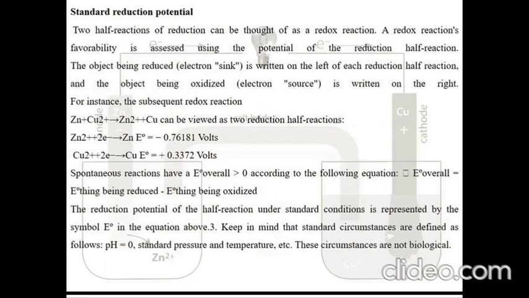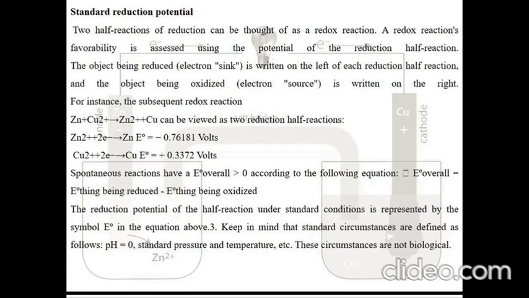What is standard reduction potential? Two half reactions of reduction can be thought of as a redox reaction. A redox reaction's favorability is assessed using the potential of the reduction half reaction. The object being reduced is written on the left side of each reduction half reaction, and the object being oxidized is written on the right hand side.